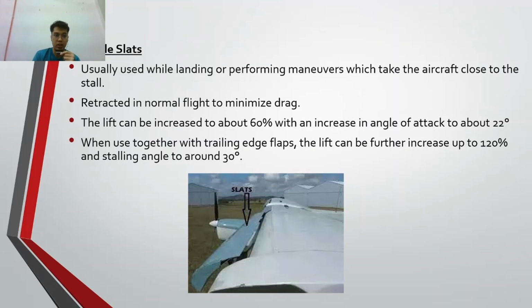Next is the movable slats. It is usually used while landing or performing maneuvers which take the aircraft close to the stall. It is usually retracted in normal flight to minimize drag. The movable slats can increase the lift up to 60% with an increase of angle of attack to about 22 degrees. It is usually used together with the trailing edge flaps. The lift can be further increased up to 120% and the stalling angle to around 30 degrees.